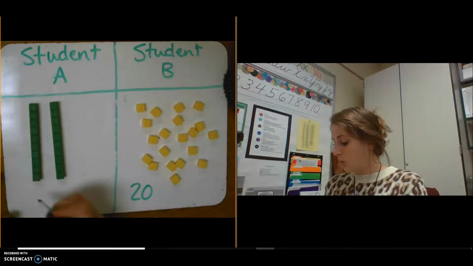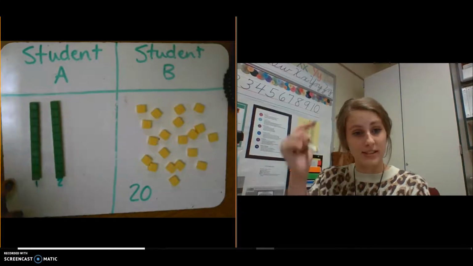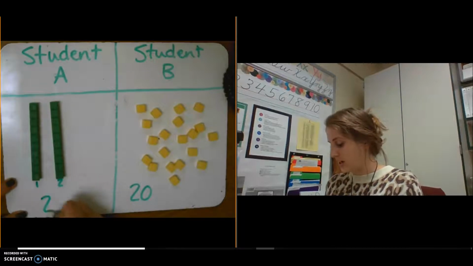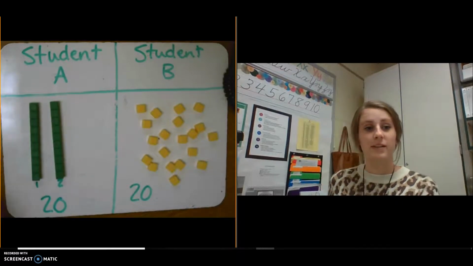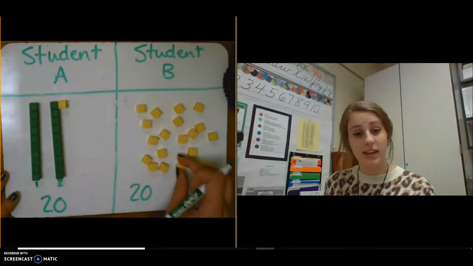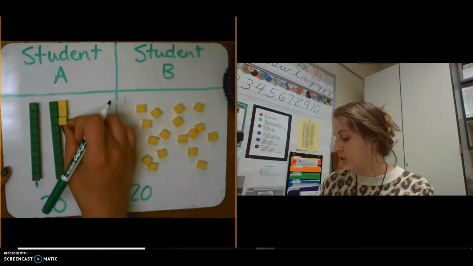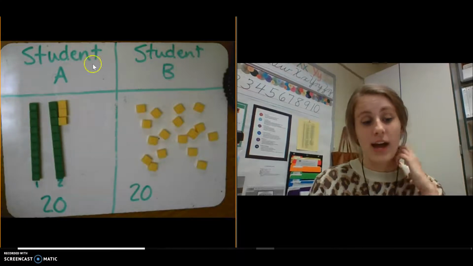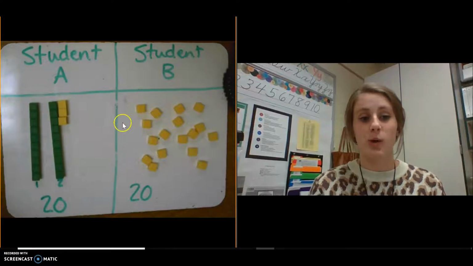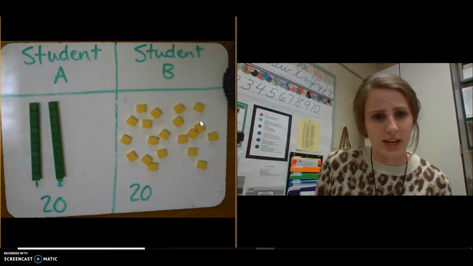We have 1, 2. We have 2 10 sticks, and if we count up by 10, I'm going to go 10, 20. So I'm going to write that down here. I have 20 ones cubes represented, because remember, if I line up all of my ones cubes next to my 10 sticks, they are going to equal the same amount. So I have 20 represented by my 2 10 sticks, and I have 20 represented by my ones cubes. But they don't look the same, do they?